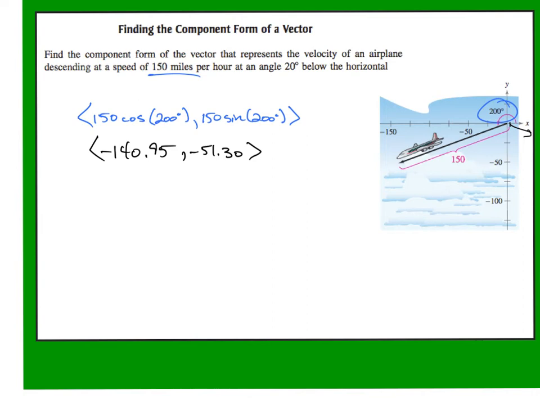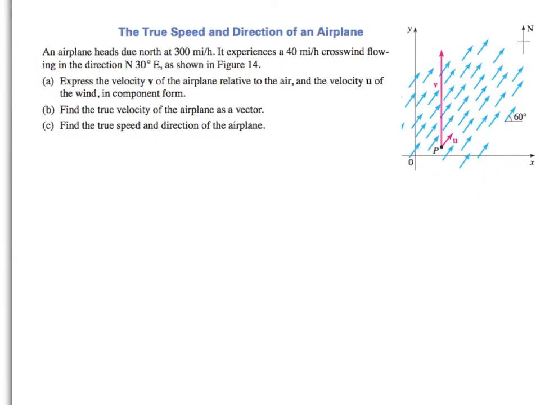An airplane heads due north at 300 miles an hour. It experiences a 40-mile-an-hour crosswind flowing in the direction north 30 degrees east as shown in figure 14. Express the velocity v of the airplane relative to the air and the velocity u of the wind in component form. Okay, we need to find the airplane vector. Well, what's the airplane doing?